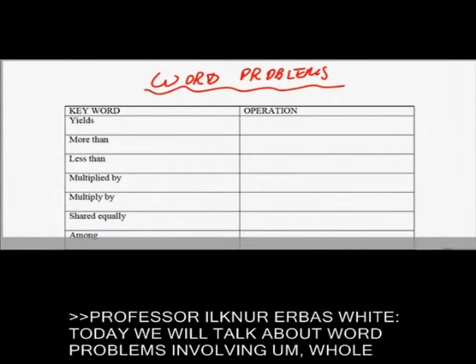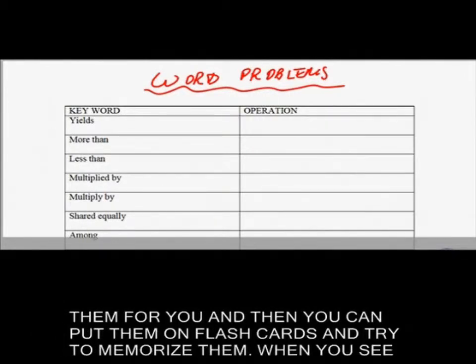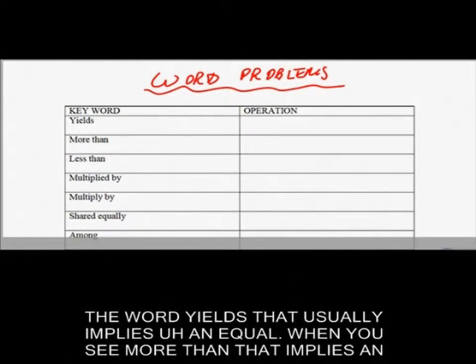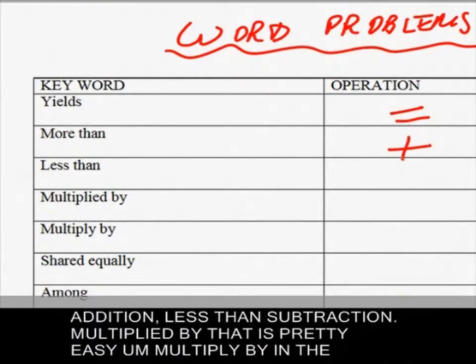Today we will talk about word problems involving whole numbers. There are a couple of words that you need to probably memorize, and I'll just list them for you, and then you can put them on flashcards and try to memorize them. When you see the word yields, that usually implies an equal. When you see more than, that implies an addition. Less than, a subtraction. Multiplied by, that is pretty easy.